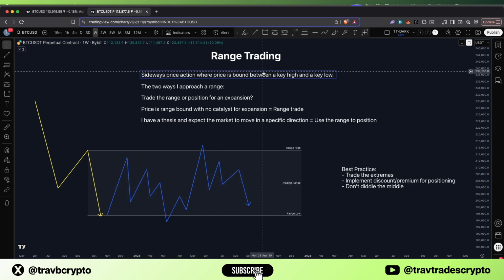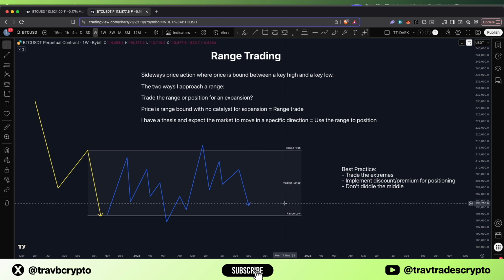Okay, so I don't want to be going short here and then long again here and long here, trying to short here. This is where you're just going to get chopped up. You want to be on the extremes of the range.